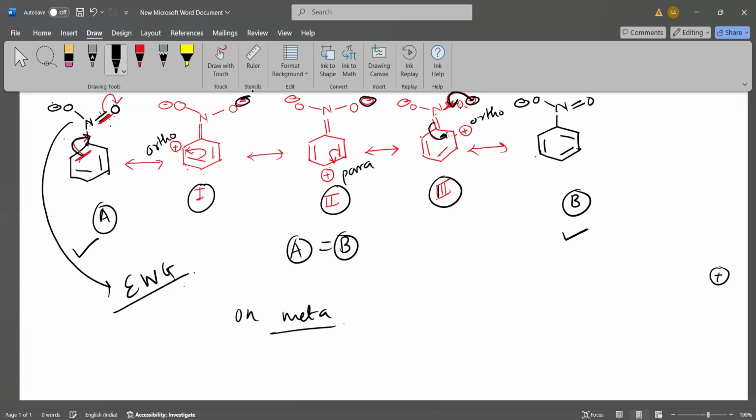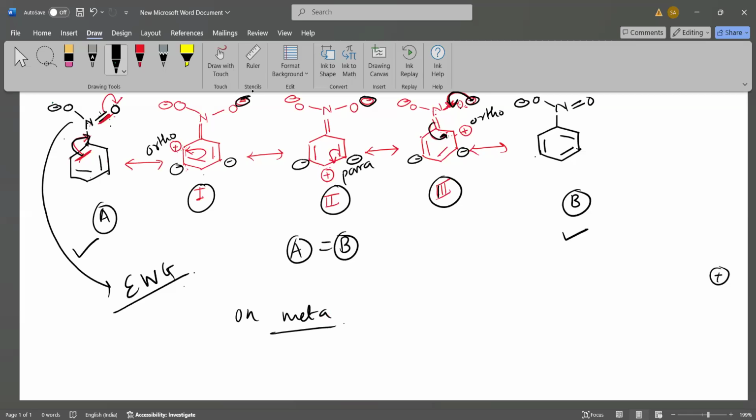Because meta is electron rich in this case. Keep it in your mind. Only meta is electron rich because ortho and para become deficient when there is an electron withdrawing group. Clear? Yes, ma'am.